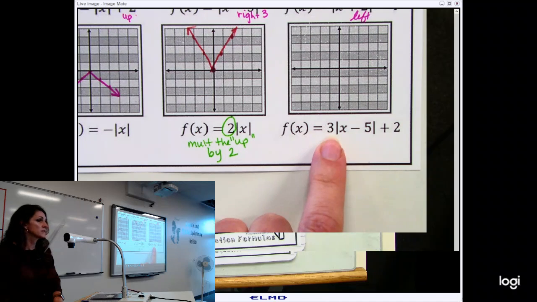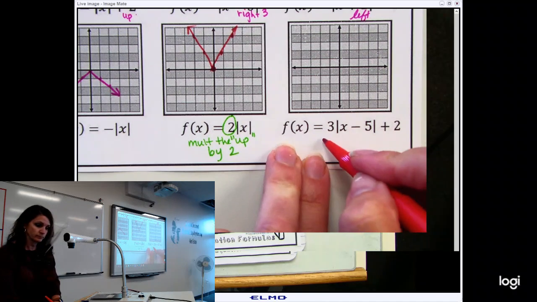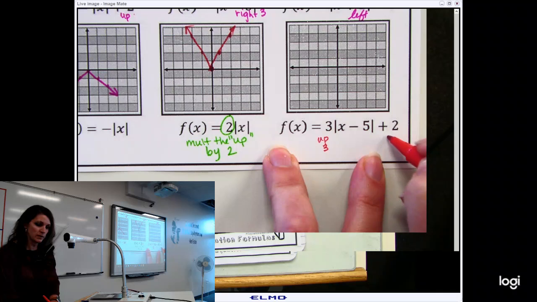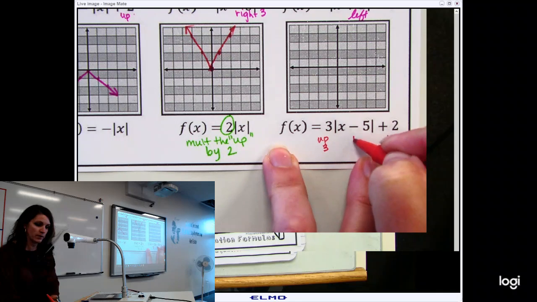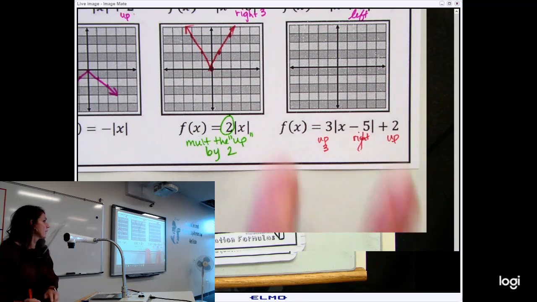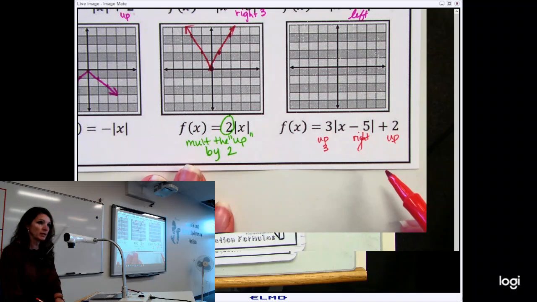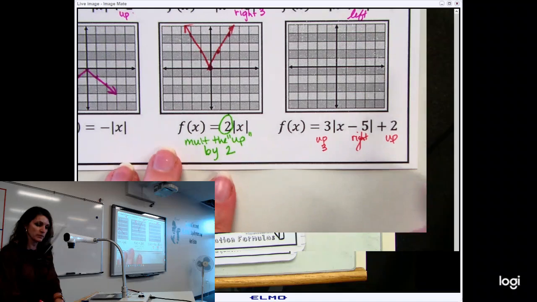So on this one, what's going to happen with that 3? Over 1, up how many? 3. Grace is on it today. She's our class communication. And this will be up 2 and right 5. Go ahead and graph that. See if you can do it without me. Do your left, right, and up and down first. That's the easiest.